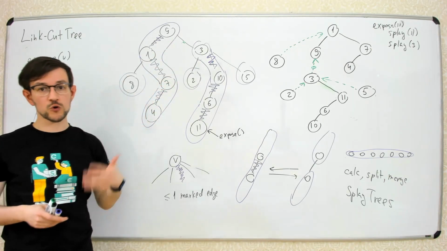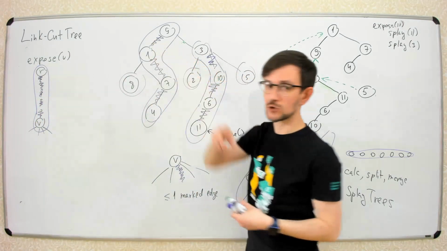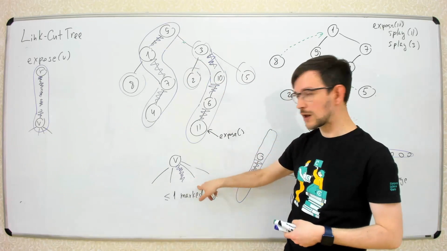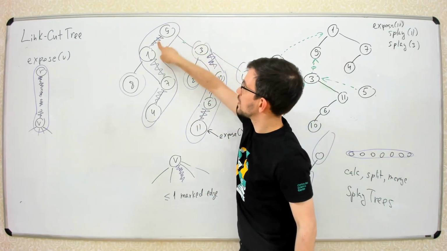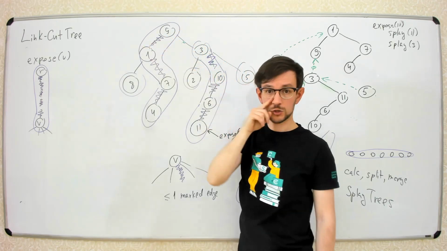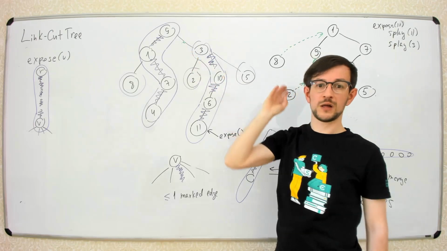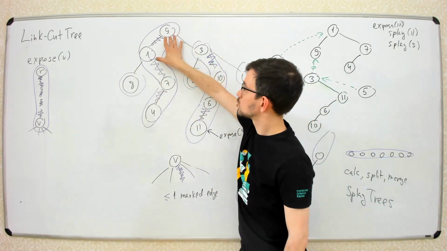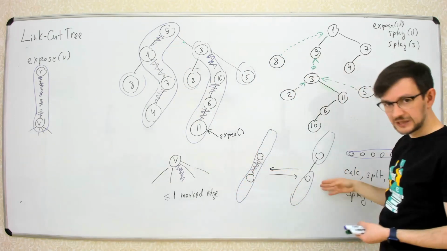No, first, before you make this edge marked, you need to unmark this edge because each node may have only one marked child. Yeah? This node 9 already has this edge marked. So you need to first unmark this edge and then mark this edge. Let's start by unmarking this edge. How to unmark the edge? We need to make a split operation.